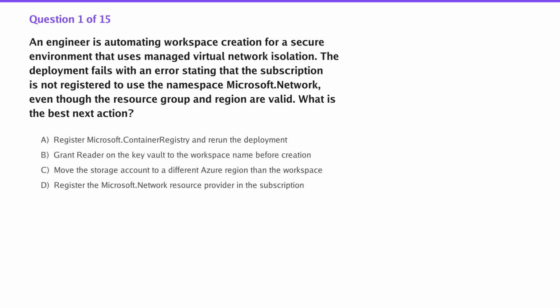Option A, register Microsoft.ContainerRegistry and rerun the deployment. Option B, grant Reader on the key vault to the workspace name before creation. Option C, move the storage account to a different Azure region than the workspace. Option D, register the Microsoft.Network resource provider in the subscription. The correct answer is option D, register the Microsoft.Network resource provider in the subscription.